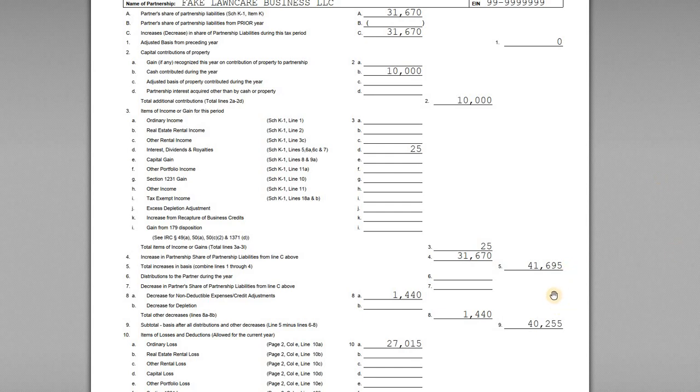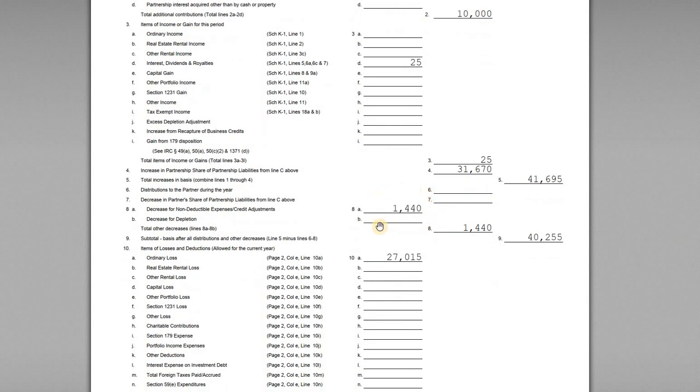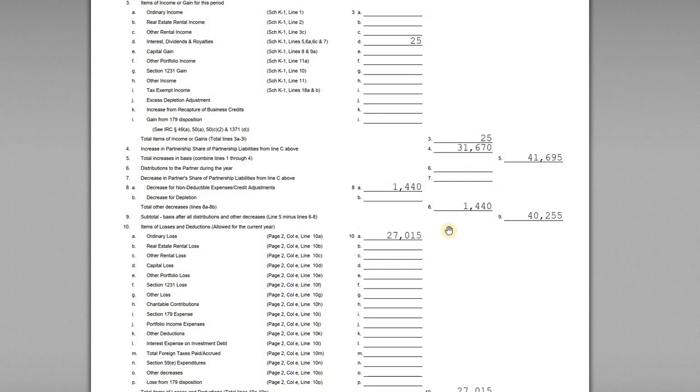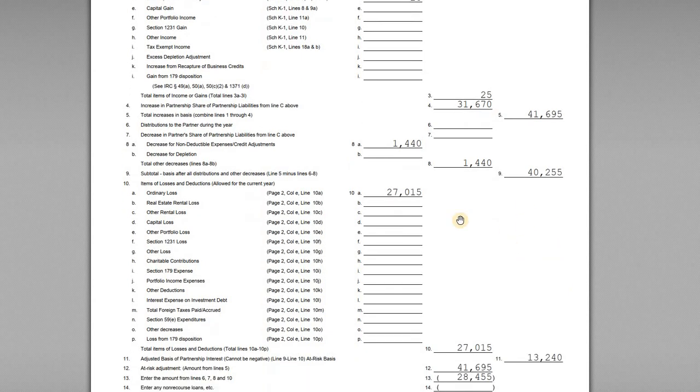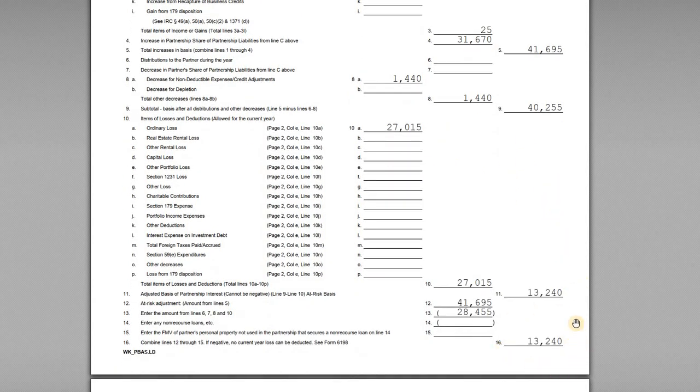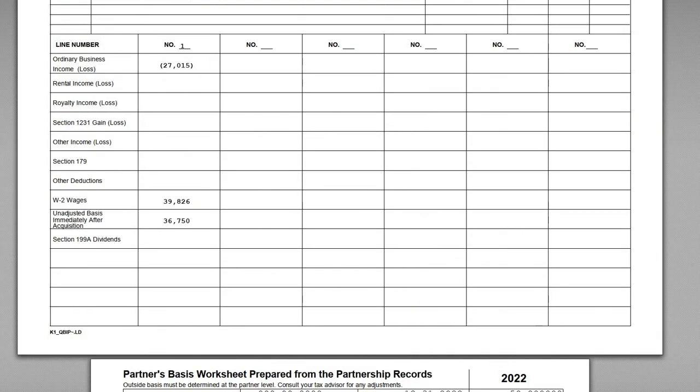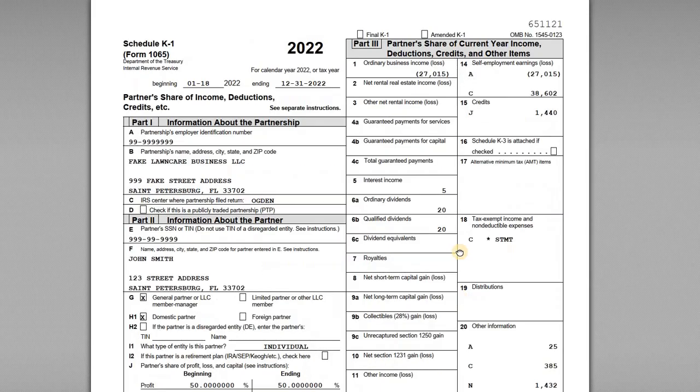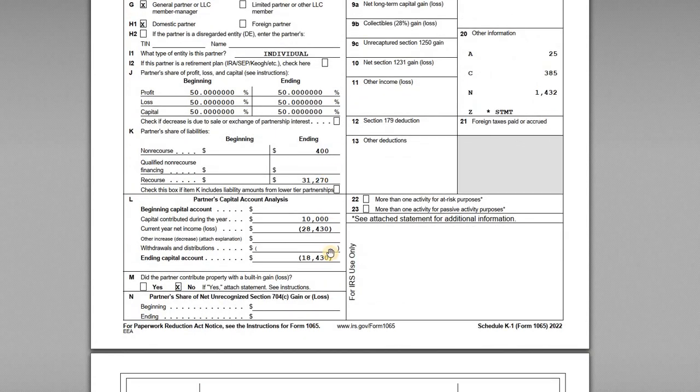Now, what decreases basis? Well, his allocation of the non-deductible expense and his allocation of the ordinary losses from line 1 of his K1. Now, when we factor those in, notice his basis is still positive, right? It's still a positive $13,240. And so, a quick way to do a check of that $13,240, again, it's a combination of his debt basis and his capital account at the end of the year.